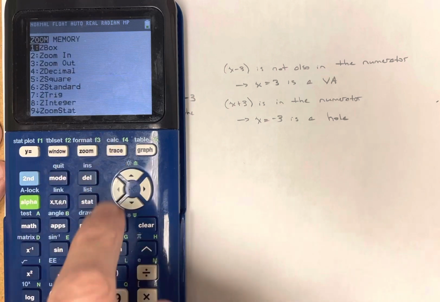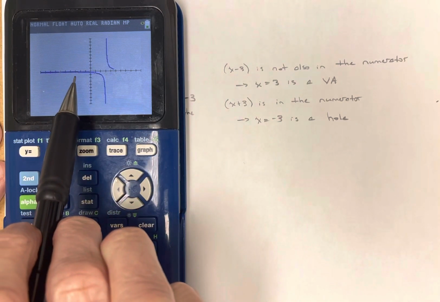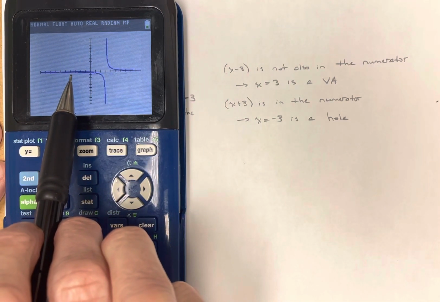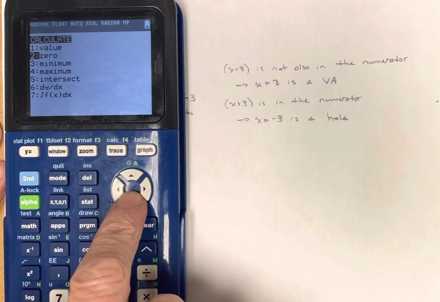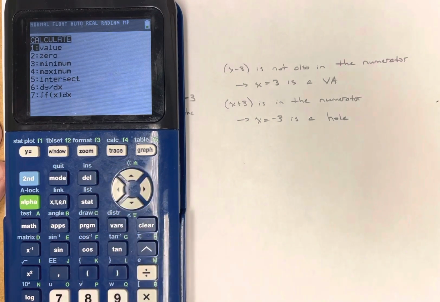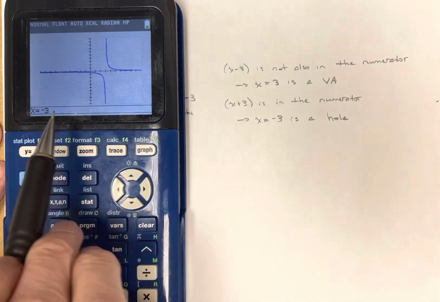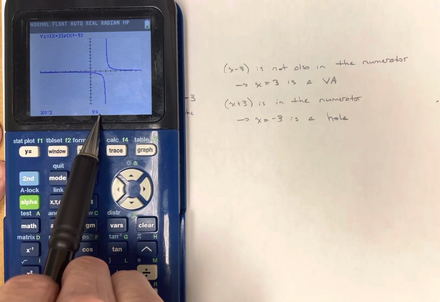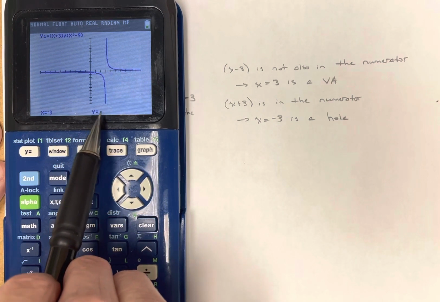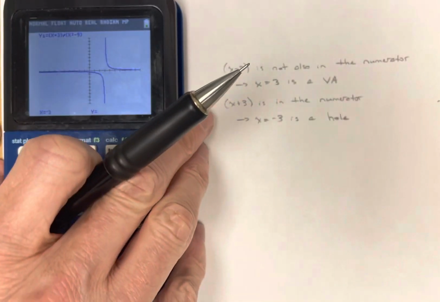Let's go back to the standard window and draw that graph. Again, it's hard. You can't see the hole very well here at negative 3. It's right in there. You can easily see the vertical asymptote. But we can go to calc, value, and I can put in negative 3, and we know it's not going to give me an output, but here's the check. Sorry, Coleman, you can't put negative 3 into this function. It won't return a value because it results in a 0 denominator.